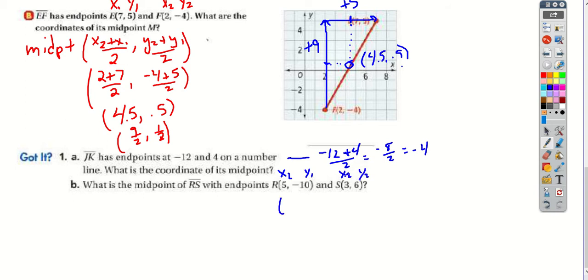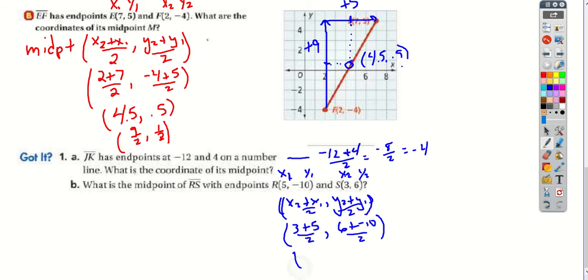And then we're going to use our formula: x2 plus x1 over 2, comma, y2 plus y1 over 2. And then we plug in. So the second x is 3, plus the first x, which is 5, over 2. The second y value is 6, plus the first one, which is -10, over 2. And this gives me 8 over 2, which is 4. And this is -4 over 2, so that's -2. All right, there's our midpoint.